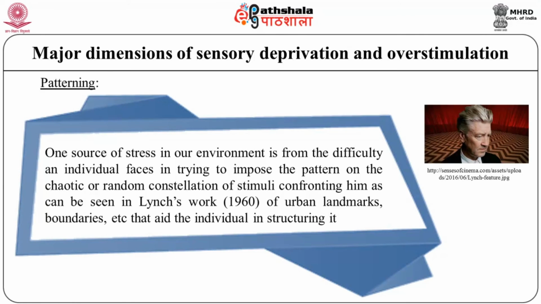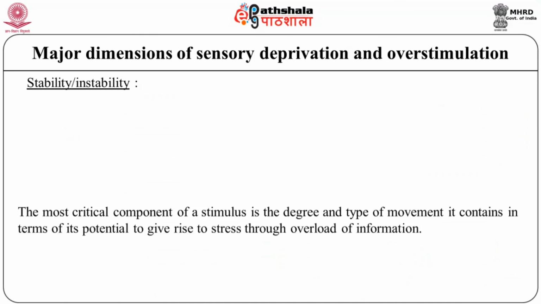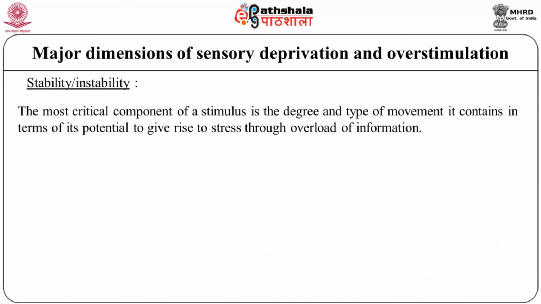One source of stress in our environment is the difficulty an individual faces in trying to impose a pattern on the chaotic or random constellation of stimuli confronting him, as can be seen in Lynch's work in 1960 on urban landmarks, boundaries, etc. The fourth point is stability or instability. The most critical component of the stimulus is the degree and type of movement it contains, in terms of its potential to give rise to stress through overload of information.